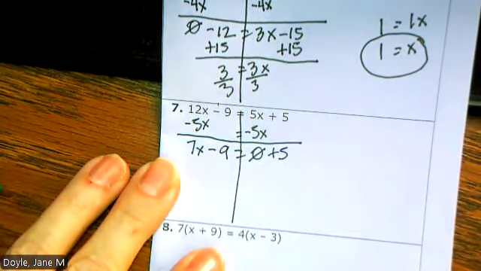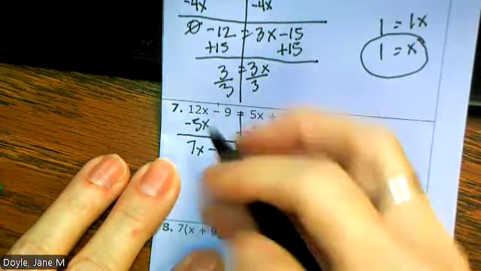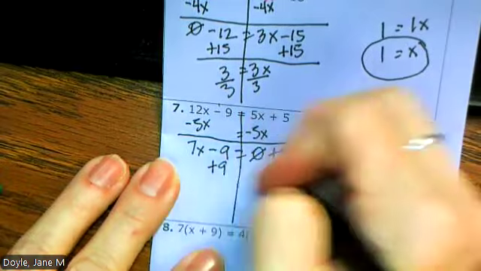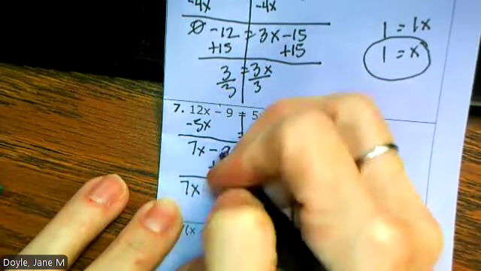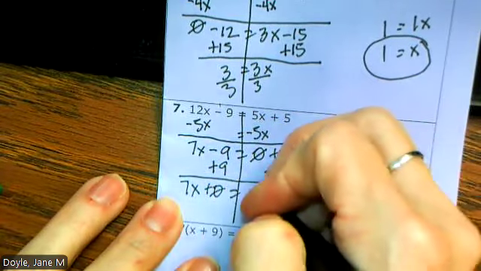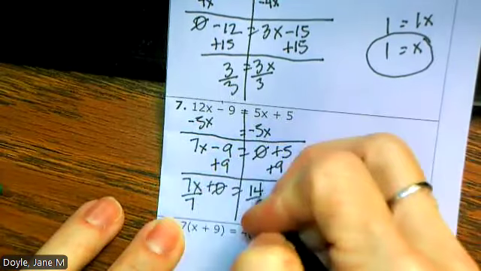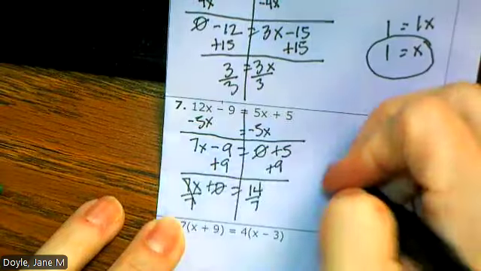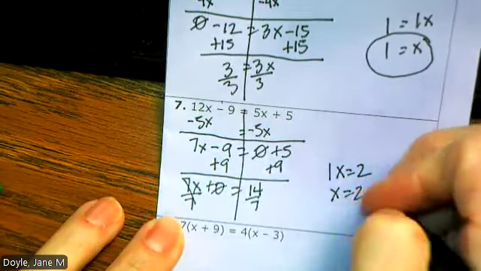Are we adding or subtracting something to our variable? We are subtracting 9, so we need to add 9. Add 9. It's going to give us 7x plus 0 is equal to 5 plus 9 is 14. And last, we're multiplying our variable by 7. We're going to divide by 7 on both sides, which is going to give us 1x is equal to 2. Therefore, x is equal to 2.